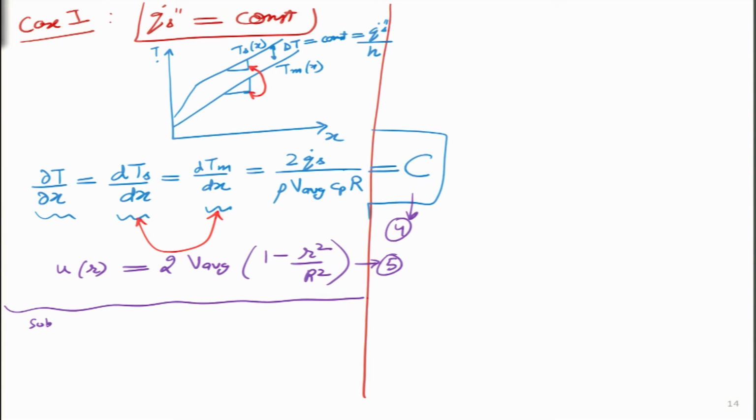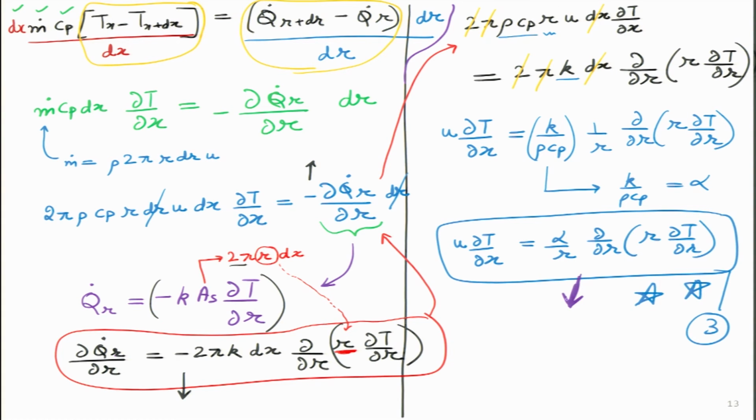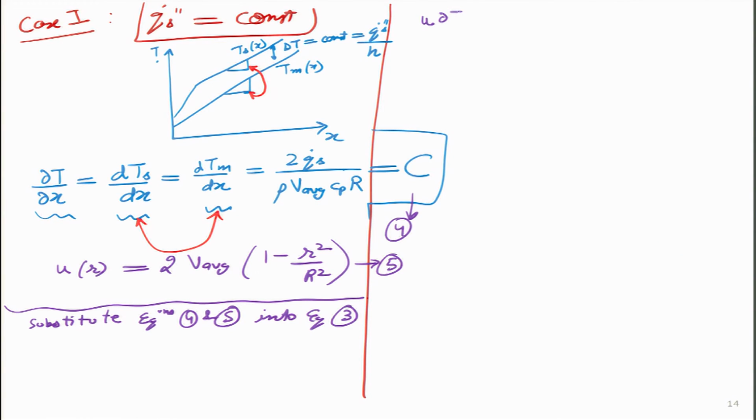Let us substitute equations 4 and 5 into equation 3. And where was equation 3? On the previous slide over here. This is what I am talking about. This equation was u del T by del x. So, equation number 3 was u del T by del x equals alpha by r, thermal diffusivity divided by r, and then we have a differential with radius, r del T by del r, temperature gradient along the radius.